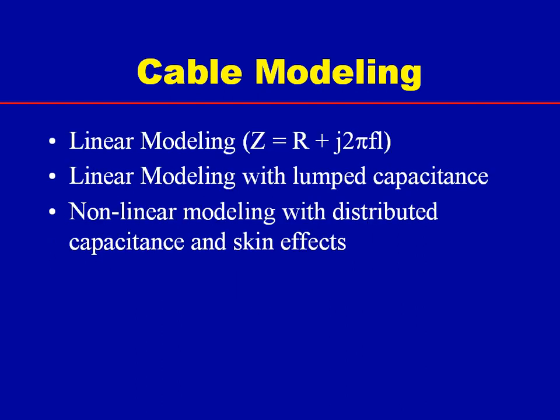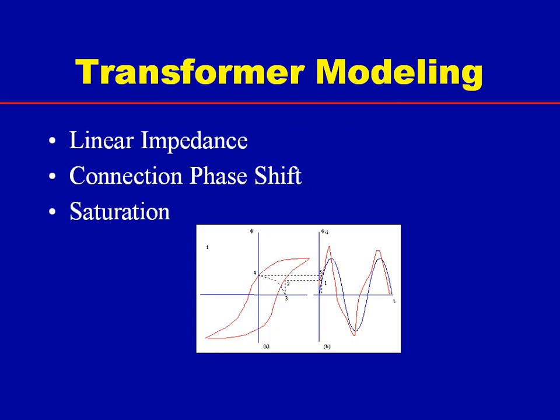Cables are typically represented as a linear impedance, where the reactance increases linearly with frequency. For long lines, you may need to represent the cable capacitance to evaluate resonance. Nonlinear modeling with distributed capacitance is typically not necessary for industrial commercial applications. While there is some nonlinearity in the transformer impedance, it is typically represented as a linear impedance where reactance increases linearly with frequency. The transformer phase shift is important to include in the calculations, and saturation may result in harmonic contributions.